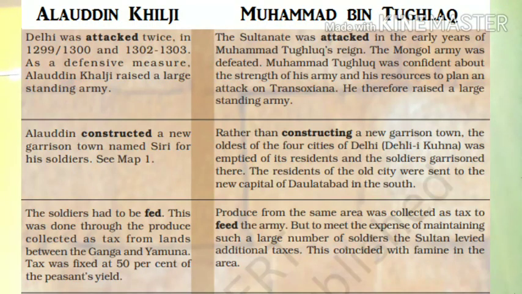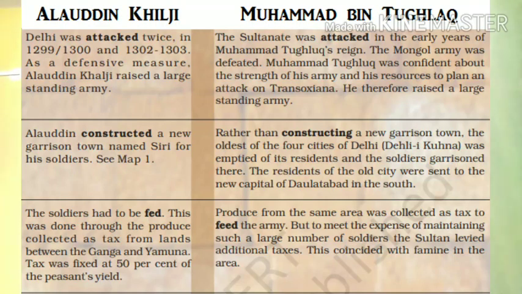Tax was collected from the Ganga Yamuna plains. It was a very fertile plain, so tax was easily collected, and tax was 50% of what the farmers would produce. The agricultural produce, 50% of the agricultural produce would be tax.